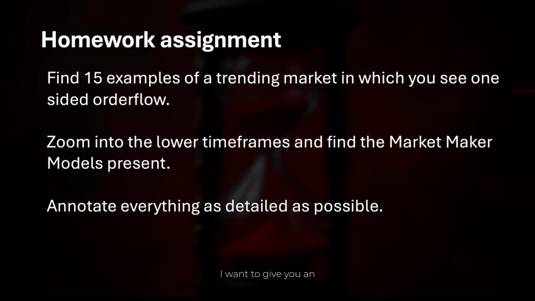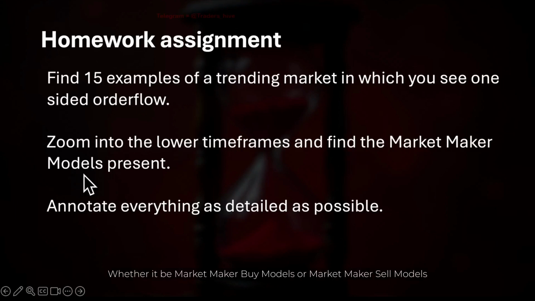I want to give you a homework assignment to end this lecture. I would like you to find 15 examples of a trending market in which you see one-sided order flow taking place. I want you to zoom into the lower time frames and find the market maker models present, whether it be market maker buy models or market maker sell models. I want you to annotate everything as detailed as possible.